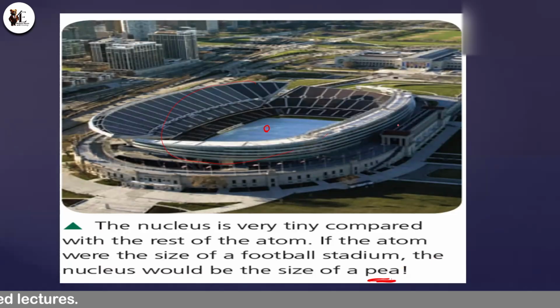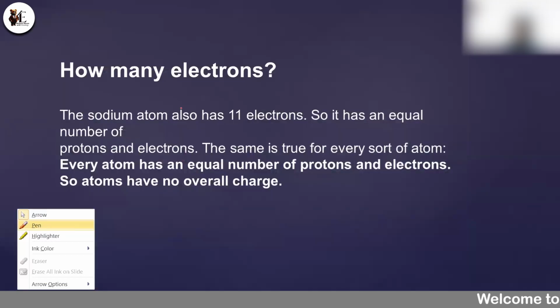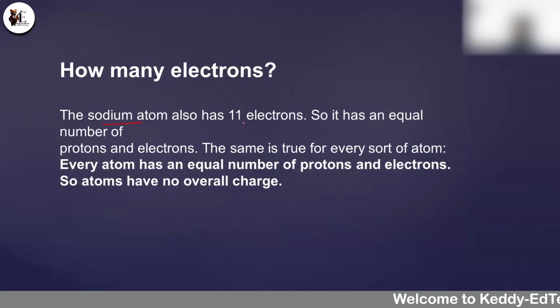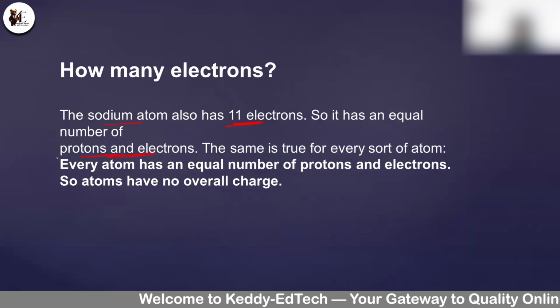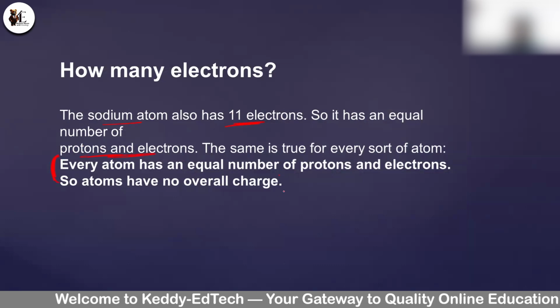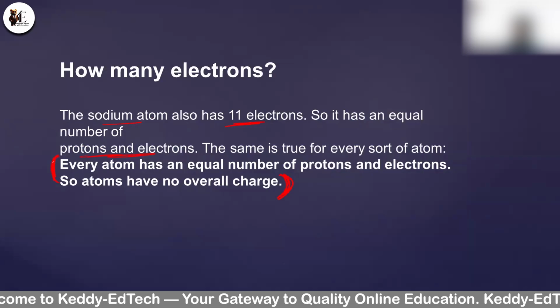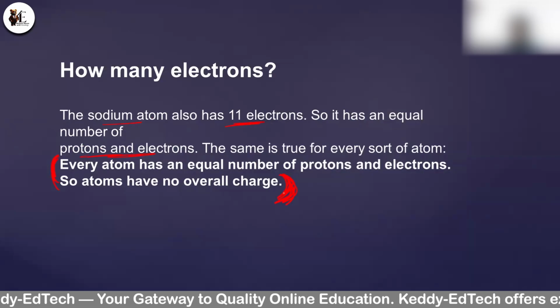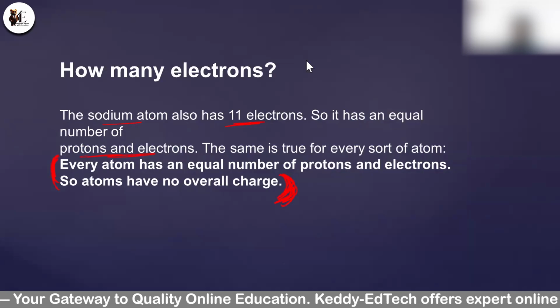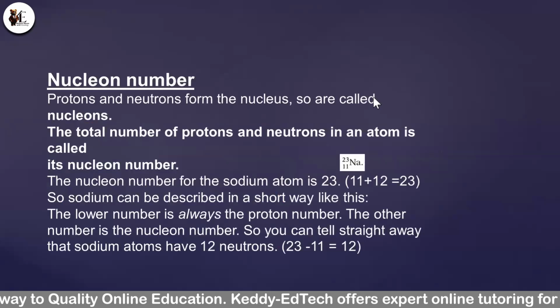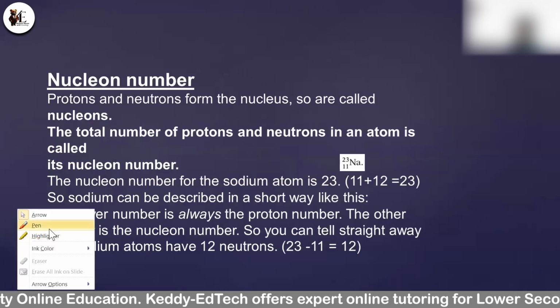Now, how many electrons? As I already told you, a sodium atom has 11 electrons, because in an atom, the number of protons is equal to the number of electrons. So write down this line: every atom has an equal number of protons and electrons. That is why atoms have no overall charge. Clear? Okay.